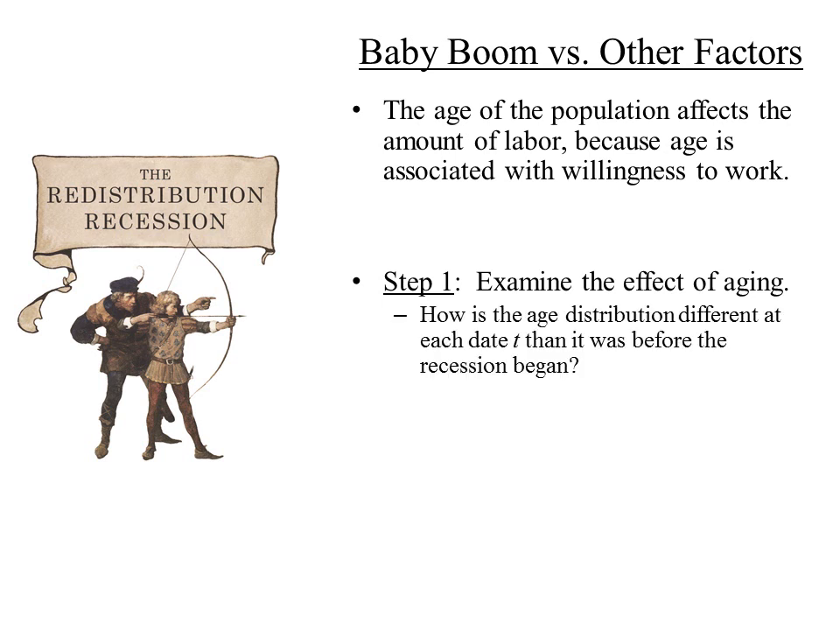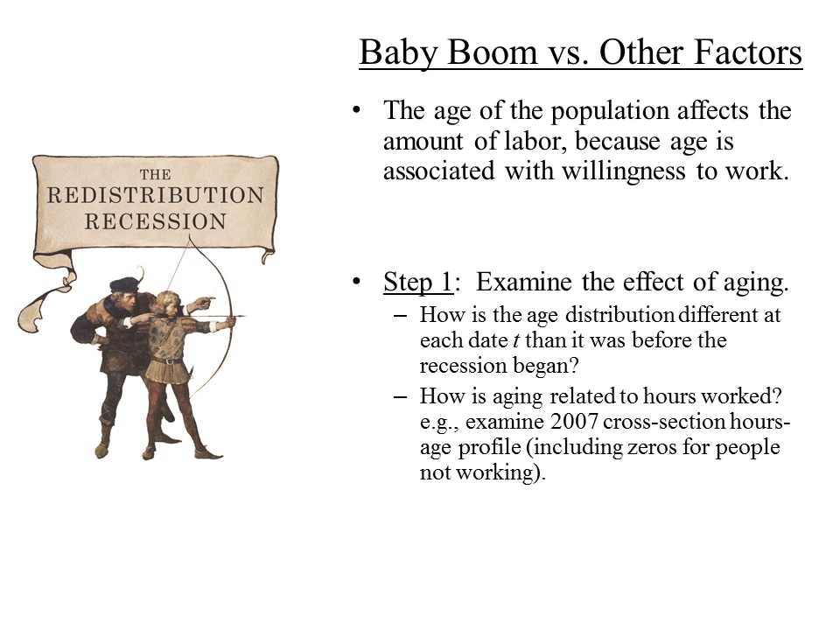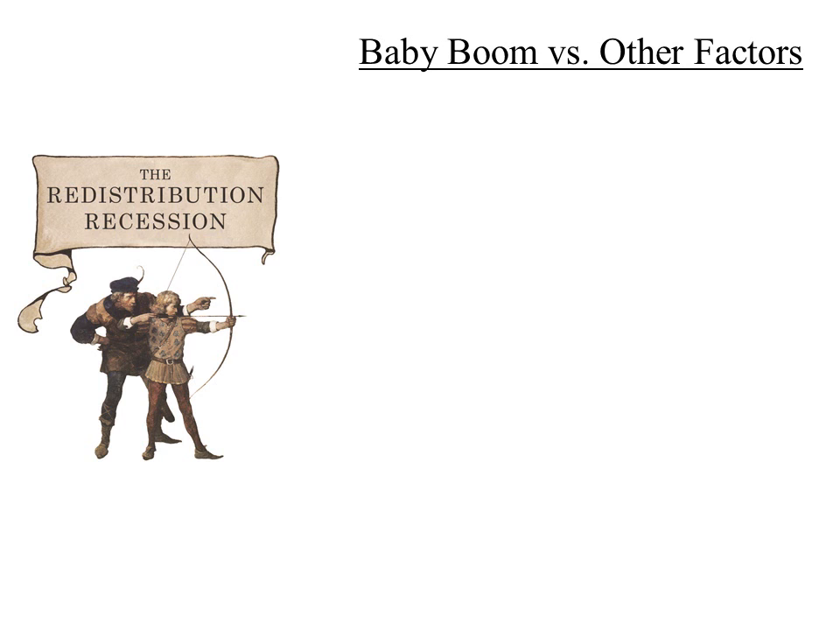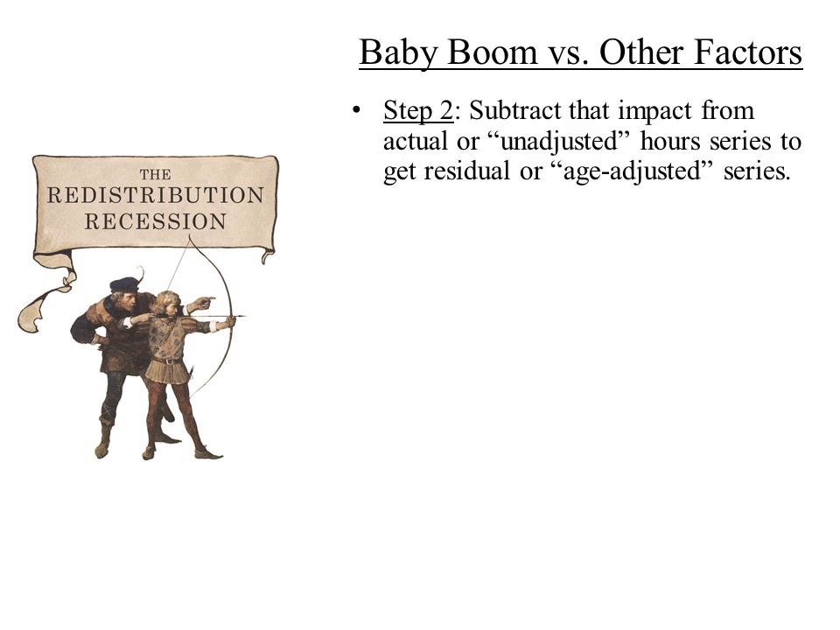To do that, we need to know quantitatively how the age distribution of the population changed after 2007. We also need to know how age is related to hours worked. The product of these two results is an estimate of the impact of aging on hours worked at each point in time after the recession began. As before, the second step is to subtract the impact from the actual hours series to get a residual series.